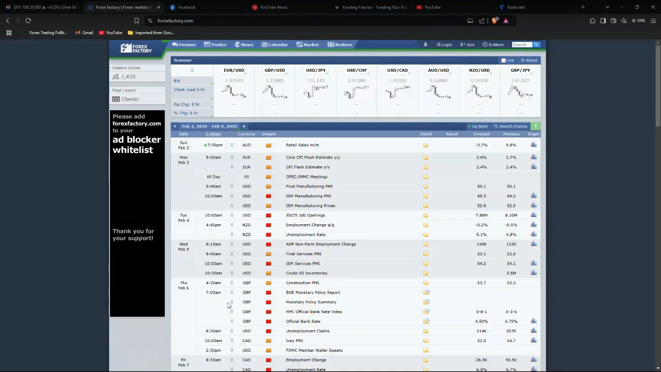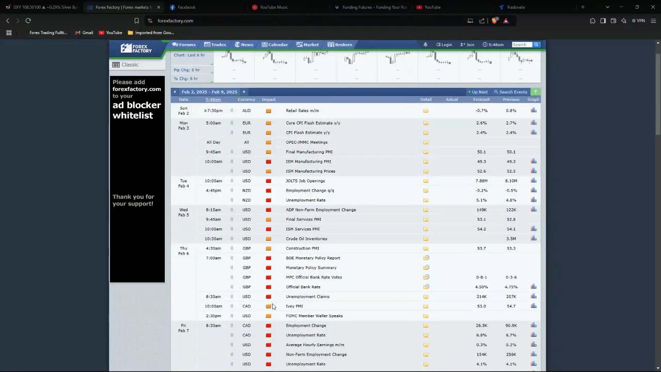Then on Thursday, 4:30 a.m., we will have the construction PMI for GBP, and then at 7 a.m. Eastern Standard Time, GBP will be a monetary policy day. And then after this, for the US dollar, we have unemployment claims, also on Thursday. Canadian Ivey PMI, and then FOMC member speaks at 2 p.m. Okay, we won't be trading 2 p.m.